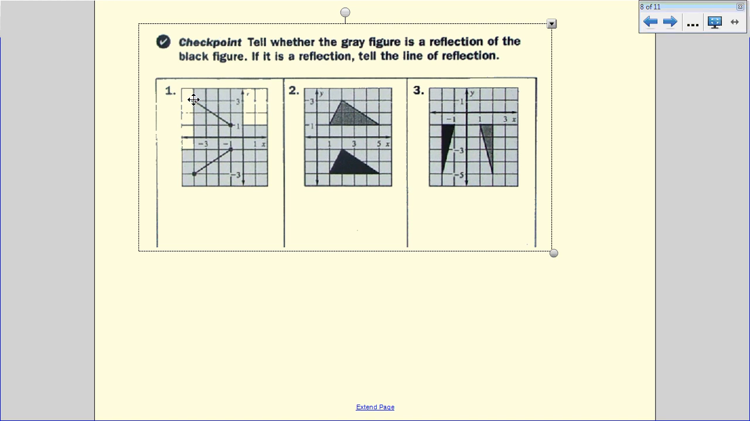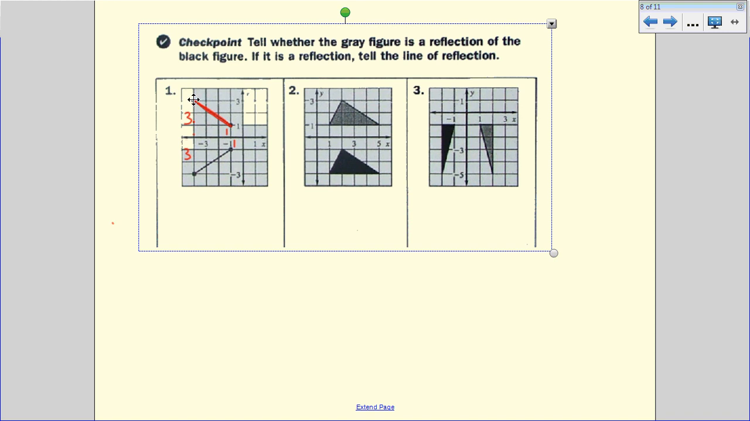If we look at it, this is the black image. This is the one that they want me to look at. So is it a reflection? And so if I look, this is 1 unit away. This is 1, 2, 3 units. This is 1, 2, 3 units away. It's the same length, so it's holding congruency. It's opposite orientation, if they're going in opposite directions. One's negative, one's positive. So they're holding those two.